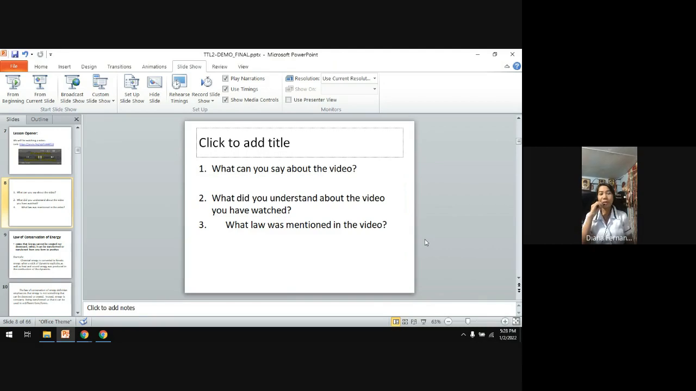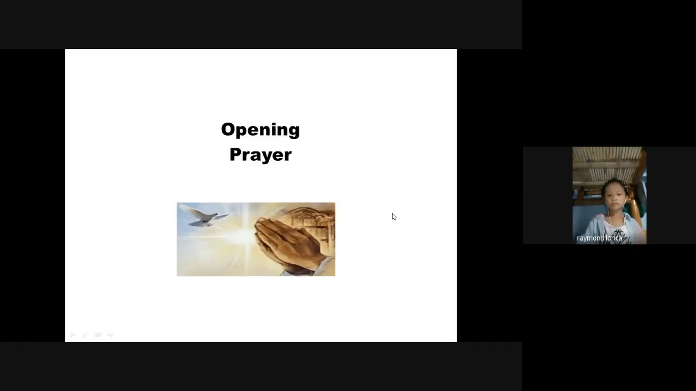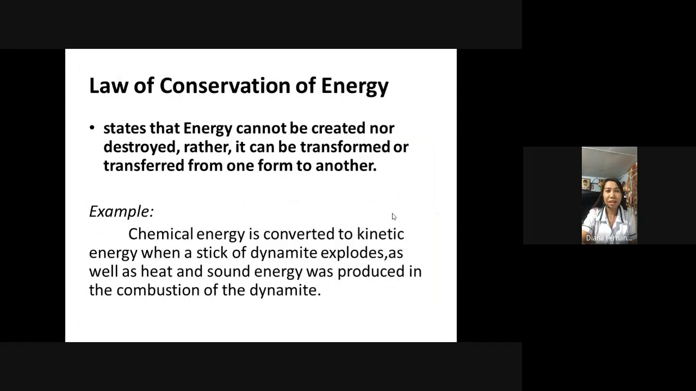And what was the law that was mentioned in the video? Who remembers it? It is the law of conservation of energy. We will not focus on it right now, okay? Just briefly: the law of conservation of energy states that energy cannot be created nor destroyed. Rather, it can be transformed or transferred from one form to another. In this concept, children, energy is neither made nor destroyed. It just transforms into other forms of energy. So today, we will discuss many forms of energy.